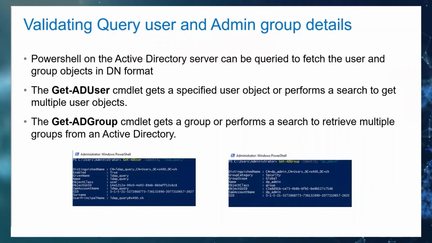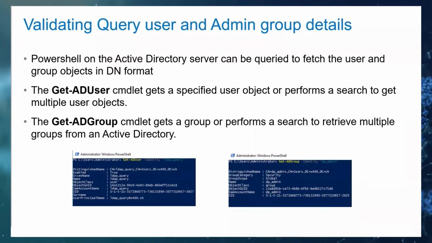You utilize PowerShell on the Active Directory server, which can be queried to fetch the user and group objects in DN, or distinguished name, format. So you have your Get-ADUser cmdlet, which gets a specified user object or performs a search to get multiple user objects. And then you have your Get-ADGroup cmdlet, which could be used to get a group or perform a search to retrieve multiple groups from an Active Directory.